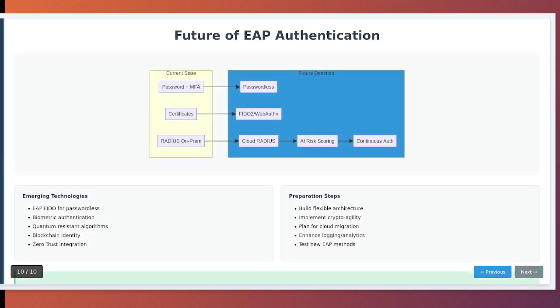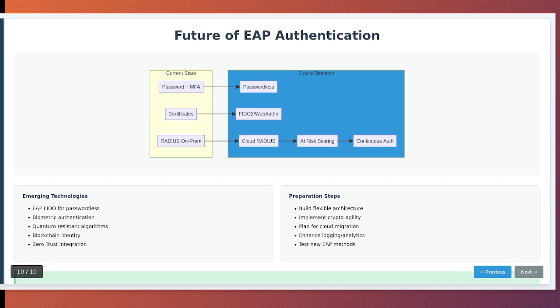Future of EAP and conclusion. As we wrap up, let's look at where EAP authentication is heading and what you should be preparing for. The authentication landscape is evolving rapidly, and EAP is evolving with it. The biggest trend I am seeing is the move toward passwordless authentication.